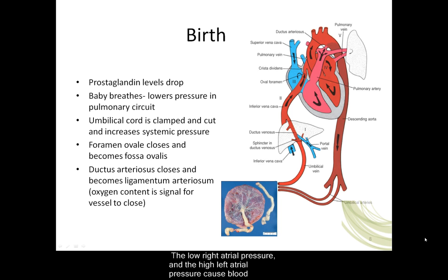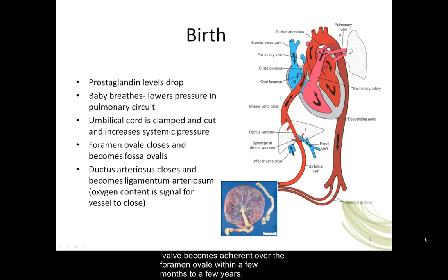The low right atrial pressure and the high left atrial pressure cause blood now to attempt to flow backward through the foramen ovale, that is, from the left atrium into the right atrium, rather than in the other direction as occurred during fetal life. Consequently, the small valve that lies over the foramen ovale on the left side of the atrial septum closes over this opening, thereby preventing further flow through the foramen ovale.